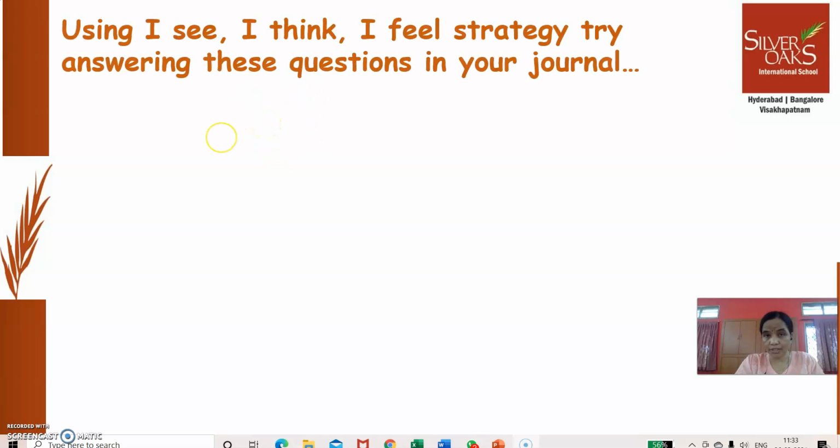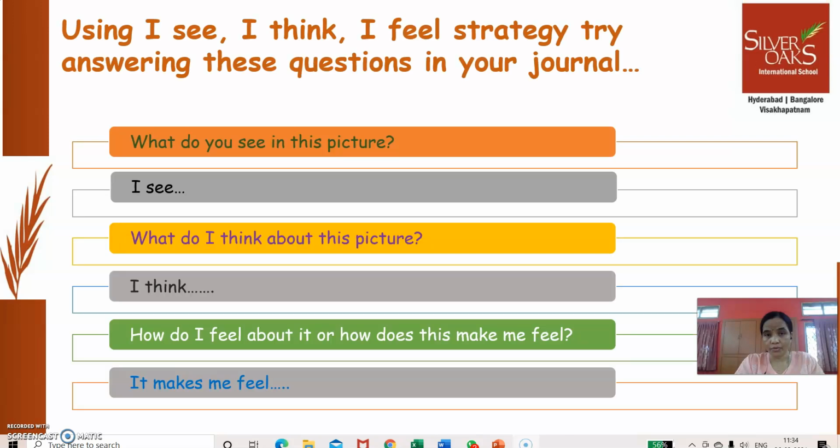And using this strategy, you can write what do you see in this picture. So I see, and you can write it in points. Then what do I think about this picture? Again, you can think and you can write about it. I think. The sentence would start, I think. And how do I feel about it, or how does this make me feel? So it makes me feel dash dash dash. So whatever it makes you feel, okay, write that.